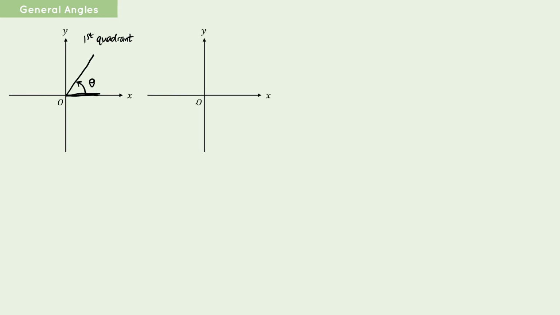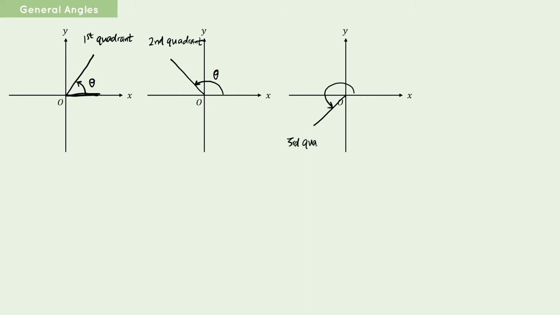Next, if you consider a line here, and this angle theta, it is still a positive angle because you are moving counterclockwise from the positive x-axis. So this is a positive angle, but now the angle is in the second quadrant. Likewise, this is the third quadrant.